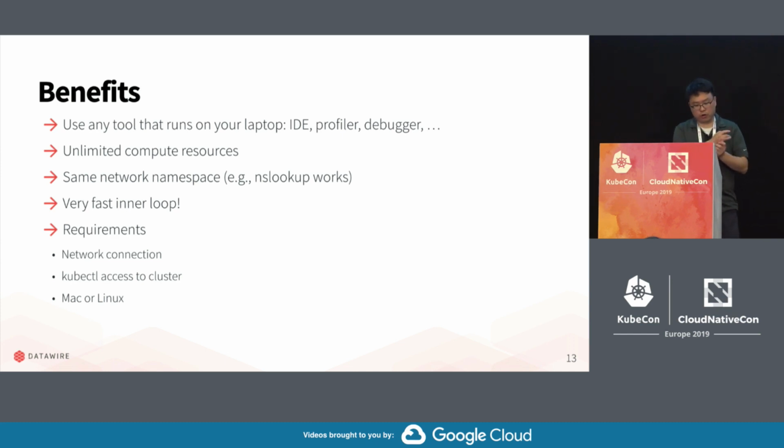Because it does require a network connection. For larger organizations, you need kubectl access to the cluster. And at least at our company, no one runs Windows. We only run on Mac and Linux. There's no intrinsic reason not to run on Windows. I'm told that if you use Windows Subsystem for Linux, there are ways to get it to work, but none of us actually run Windows Subsystem for Linux.